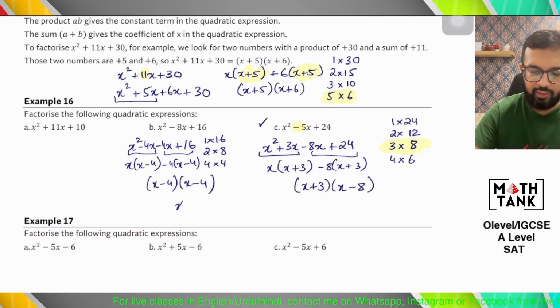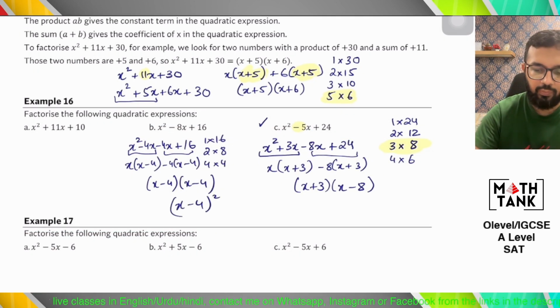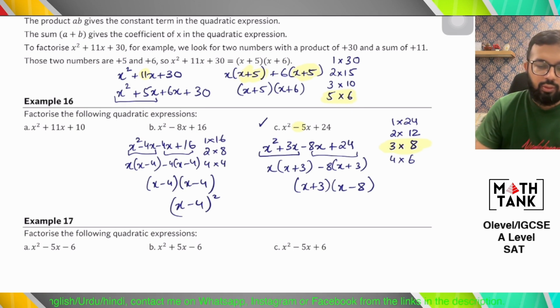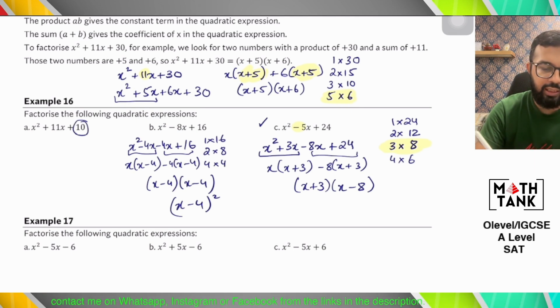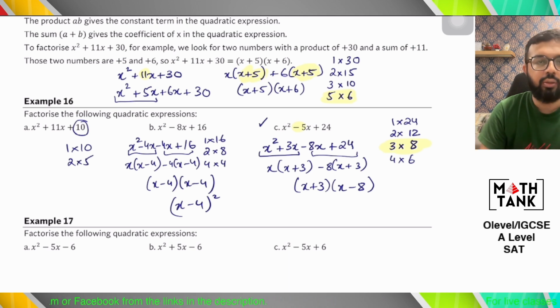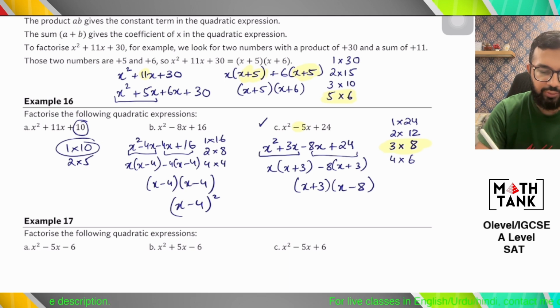Okay, this can also be written as, let's think about 10. 1 into 10, 2 into 5. That's it. After that, I start repeating myself. What two numbers will get me 11? These two numbers will get me 11.